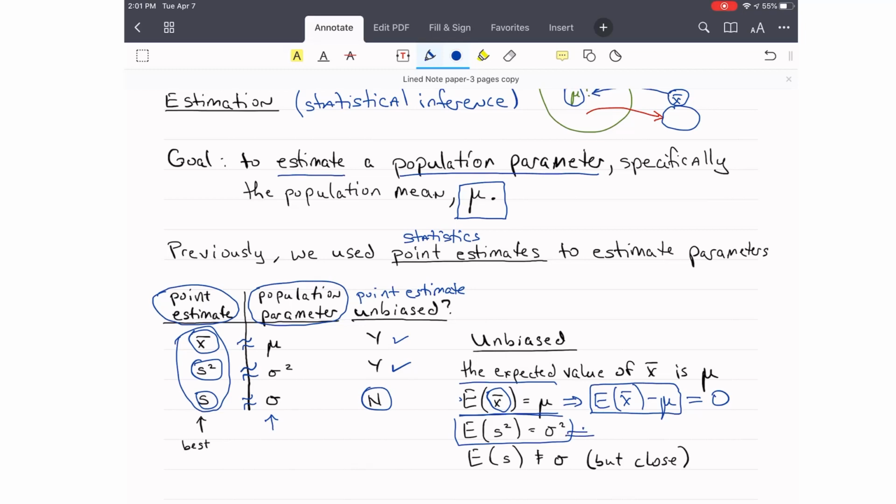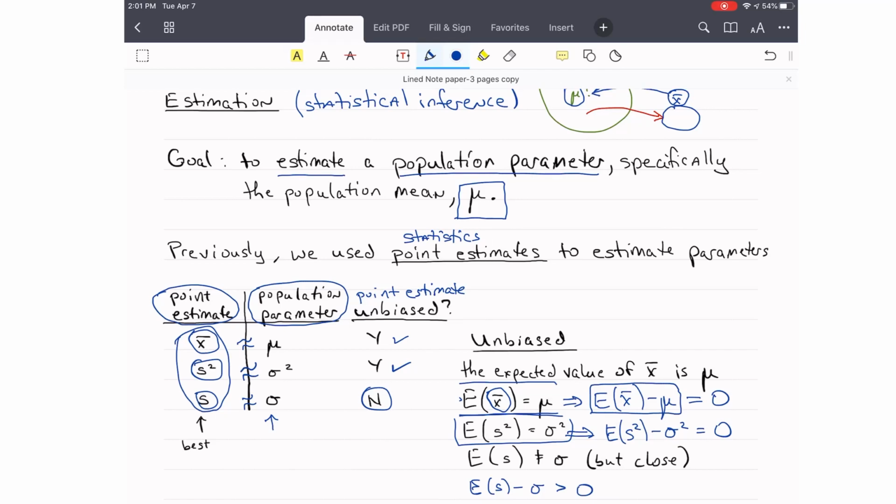The same thing will happen down here for S squared. E of S squared minus sigma squared is equal to 0. But in this case, for S, E of S minus sigma is actually greater than 0. It's not equal to 0. It's close to 0, but it's not quite. So it is biased, but it's a small bias. And it turns out that we use S because, one, believe it or not, it's easy to calculate compared to the unbiased estimates that we can come up with for S.